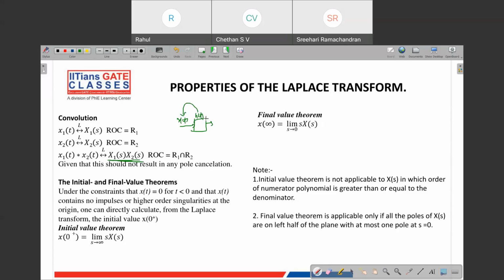Sometimes people make mistakes in the time domain, but in the Laplace domain it becomes very easy because it is simply the multiplication of these two. Okay? So this is the convolution property. This is your time domain signal and the respective Laplace transform. When you do the convolution of these two in the time domain, in the Laplace domain it will be multiplication.